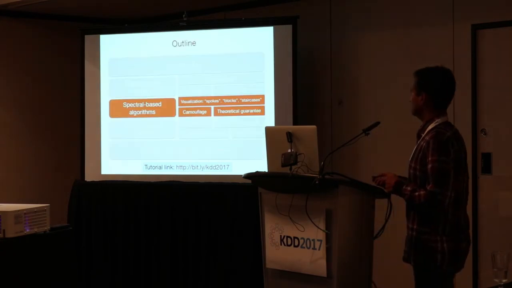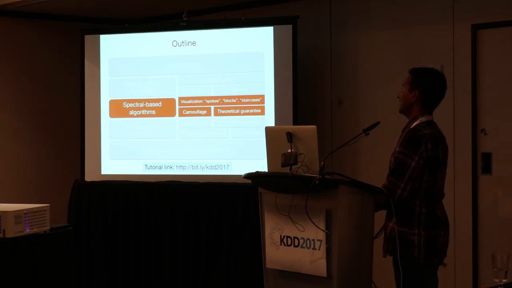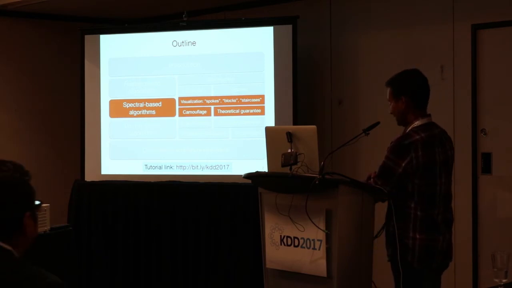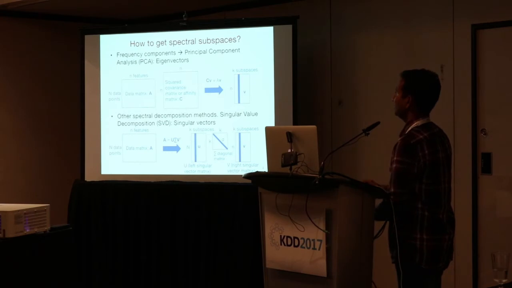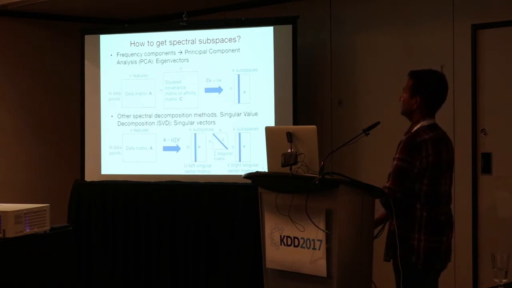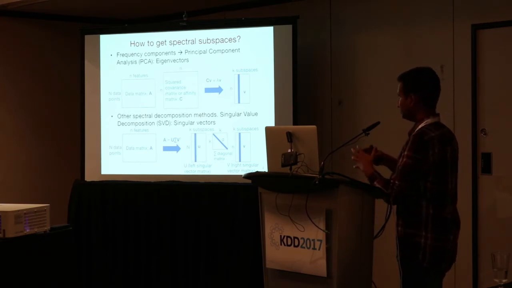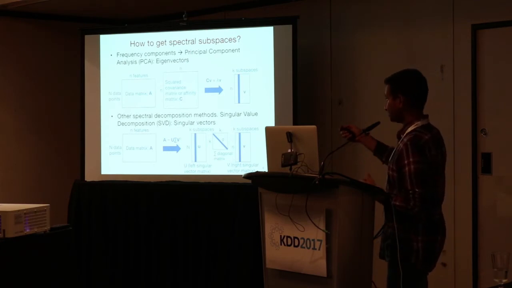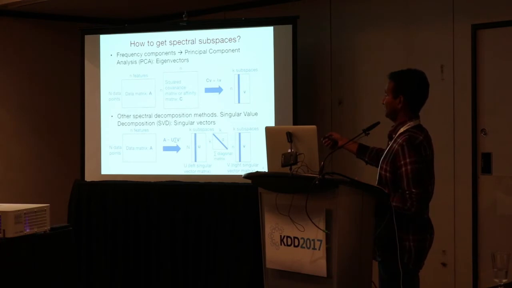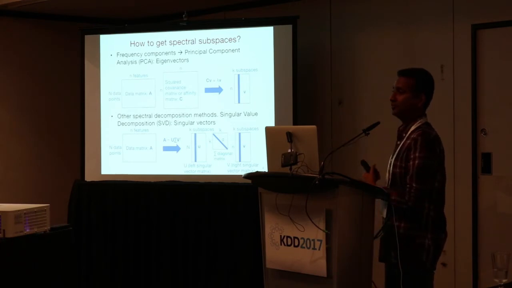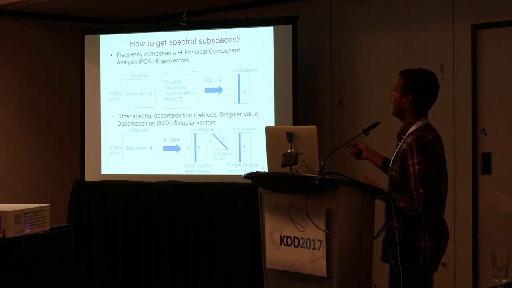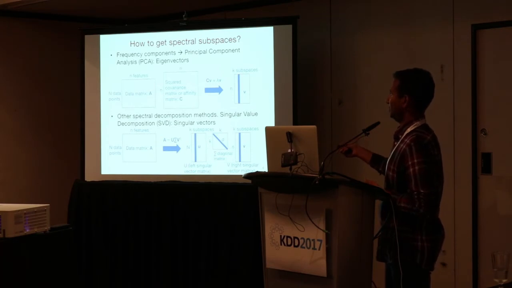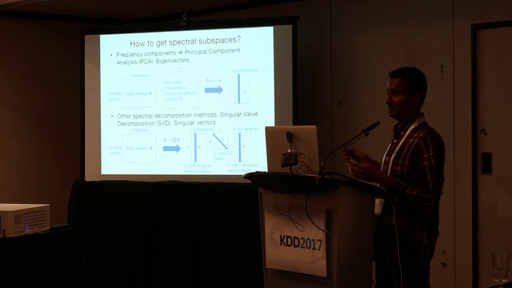All right. So here now we are looking at spectral based algorithms, and essentially the way spectral algorithms work is by matrix factorization of some matrix that is given to us. For example, one way to get spectral subspaces is by doing PCA to get eigenvectors out of an adjacency matrix, for example.